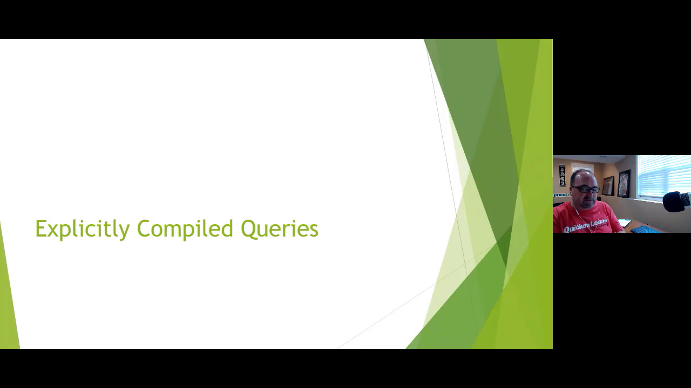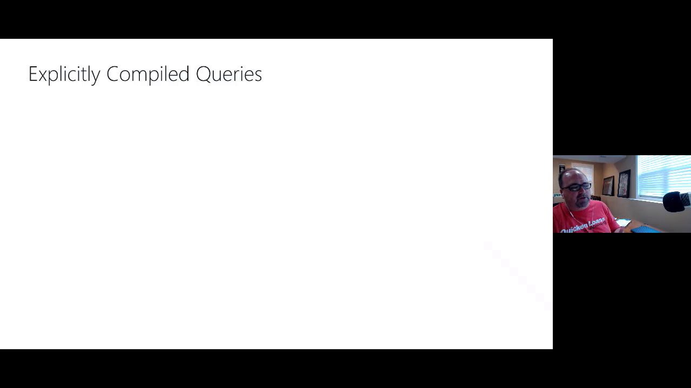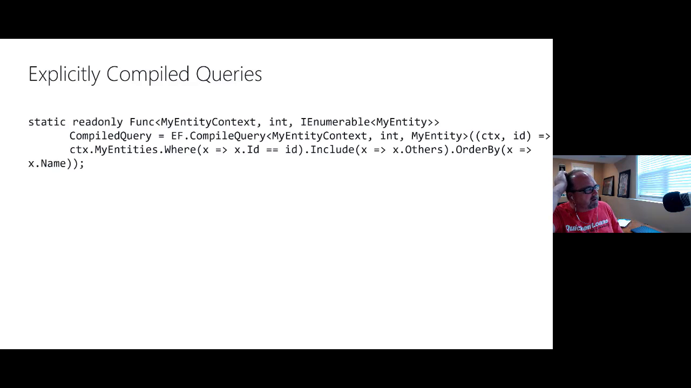So explicitly compiled queries, these are kind of interesting. If you had a query that was being run, say in an API that gets run millions of times an hour, or you're just processing stuff in an application, maybe some kind of real-time application where you're having to get tons of data back all the time because data is changing rapidly. Well, there's a new feature, and this came in Entity Framework Core 2.1, I think.